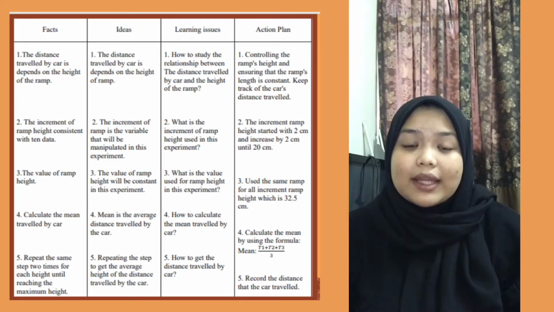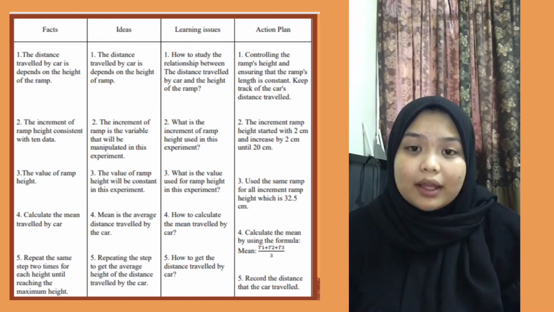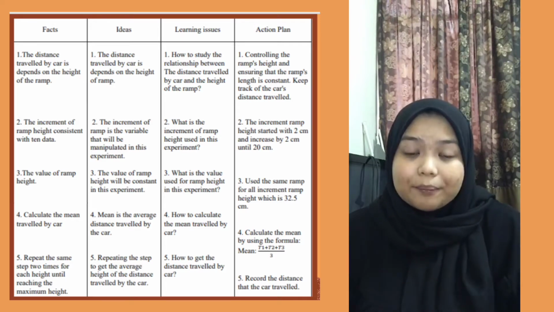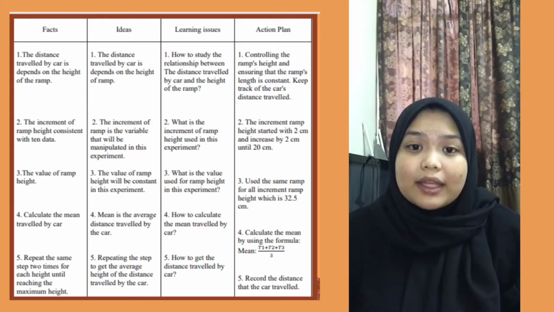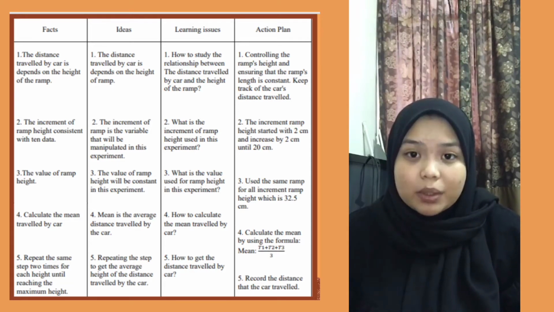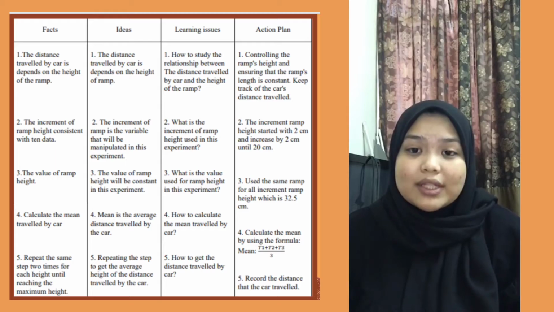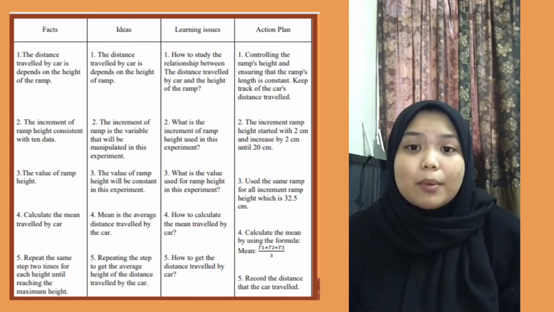The second fact is the increment of ramp height consistent with 10 data, which is the variable that will be manipulated in this experiment. The problem for the second fact is what is the increment of ramp height used in this experiment. The solution for this problem is by starting the ramp height at 2 cm and increasing by 2 cm until reaching 20 cm, which is the maximum height.